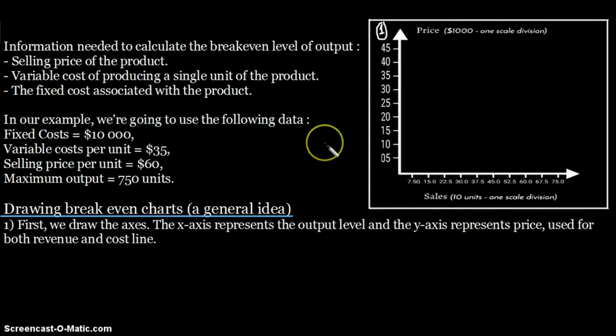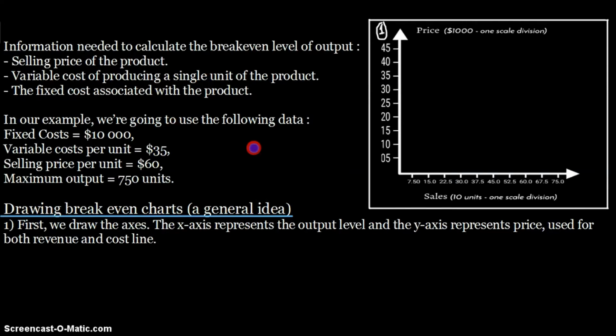Moving on, now we are going to look at how we draw a break-even chart. So what is the information that we need to calculate the break-even level of output? Well, we need to know the selling price of the product, the variable cost of producing a single unit of the product, and the fixed cost associated with the product. So we need both of these costs and the selling price of the product as well. And we also need to know how much sales are being made, so the maximum output that the user thinks they can handle.